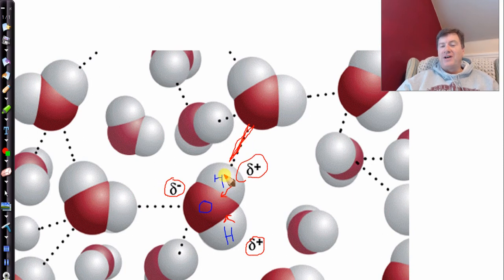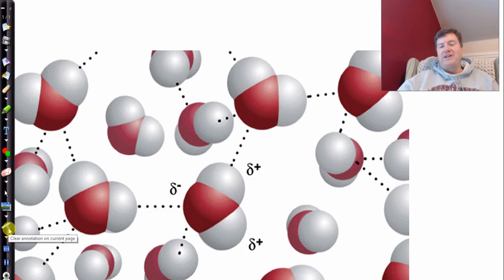So hydrogen, because it's positive, is going to be attracted to the oxygen negative here. And because of that, I'm going to get a hydrogen bond, and another, and another, and another. And as you can tell, with all of the oxygens and all the hydrogens having slight charges, and all of these water molecules attracted to one another, water becomes somewhat molecularly sticky.